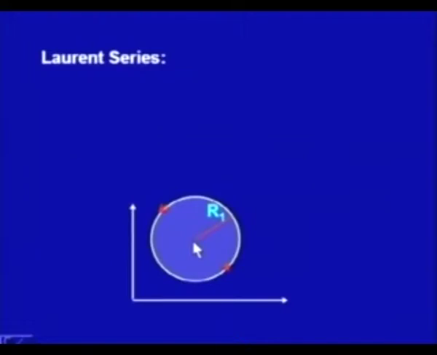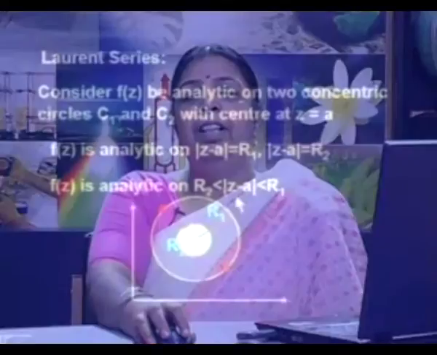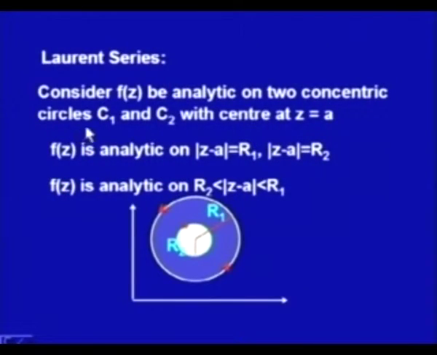But what happens if the function is not analytic at some points in this domain? Can we still represent this function f z as a power series? So, this is the question we are going to answer today. Now, let us say we have a function f of z which is analytic in two concentric circles C1 and C2 with center at z is equal to a.